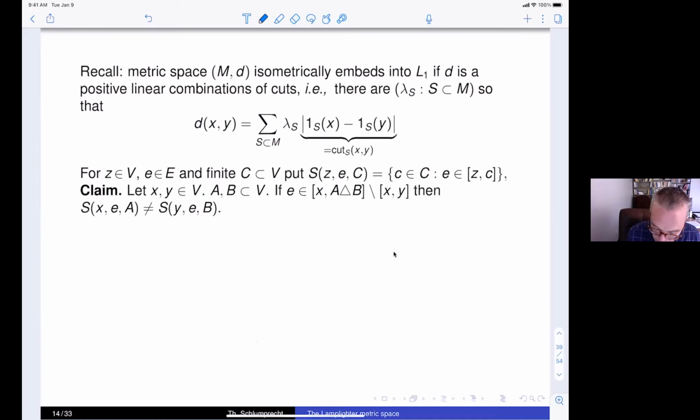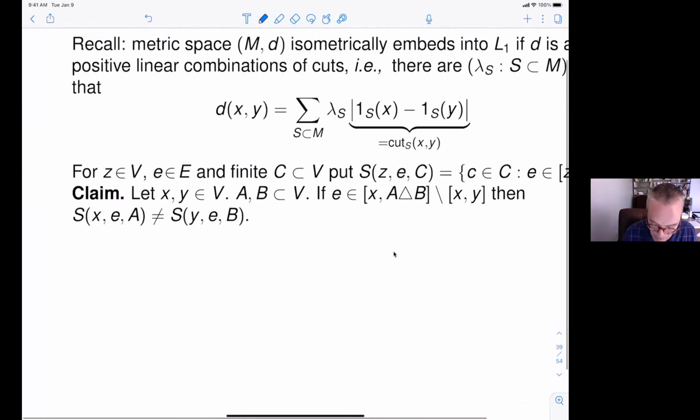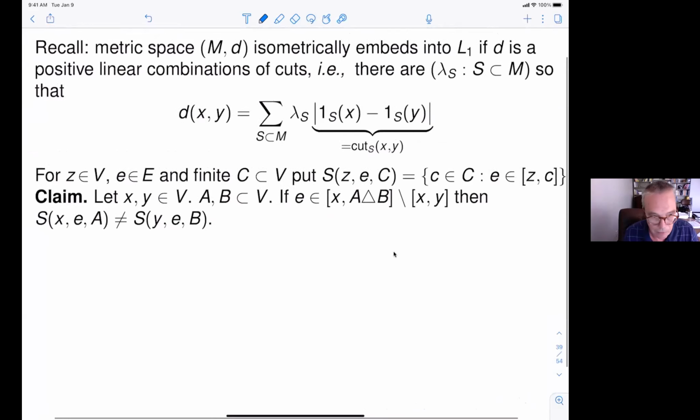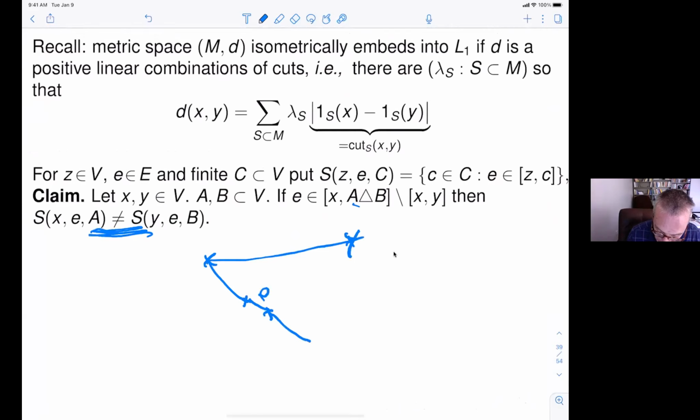This is the definition of this set. And now what I'm claiming is, if X and Y are vertices and A and B are subsets, and E is an edge from X to the symmetric difference, then these two sets are different, so they can be cut. Why is this true? Well, let's do the picture again. So let's say X here. The Y doesn't matter so much. And then you have this edge here.